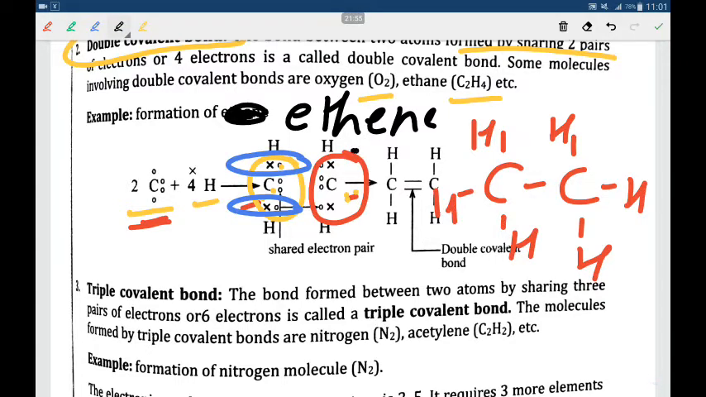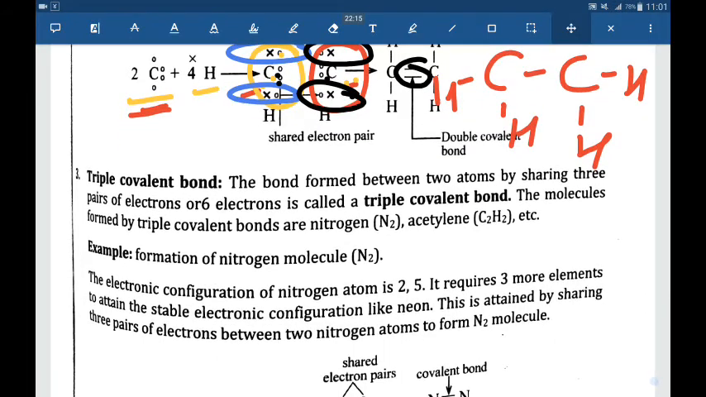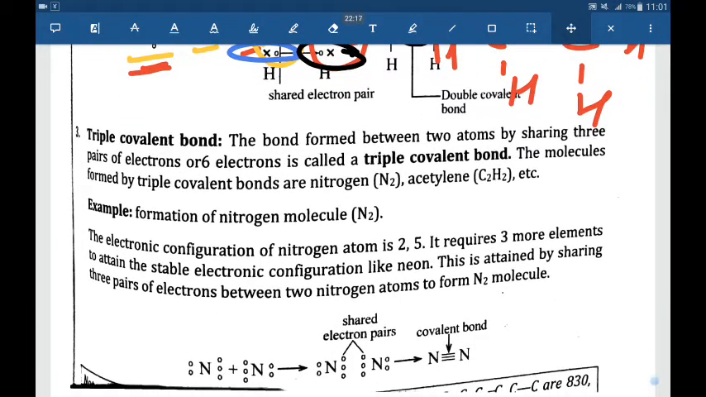And here, hydrogen duplet, hydrogen duplet. So, in between this, two pairs of electrons are shared. That's why double covalent bond is shown. Okay. If 2 pairs of electrons are shared, then it is called double covalent.